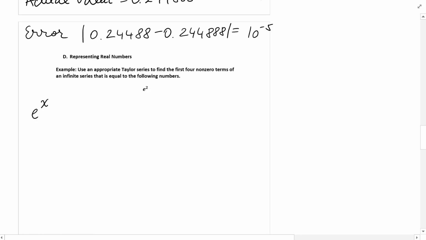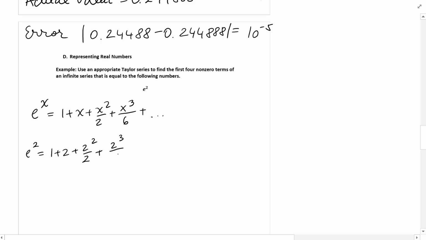Well, obviously, the Taylor series that I'm thinking of is e to the x, which is 1 plus x plus x squared over 2 plus x to the 3rd over 3 factorial, which is 6, plus dot dot dot. So e to the 2nd is going to be 1 plus 2 plus 2 to the 2nd over 2 plus 2 to the 3rd over 6 plus dot dot dot, which is 1 plus 2 plus 4 over 2, which is 2, plus 8 over 6. They said 4 non-zero terms, so we did 4 of them, so it's 5 plus 8 over 6, which is equal to 6.3 repeated.